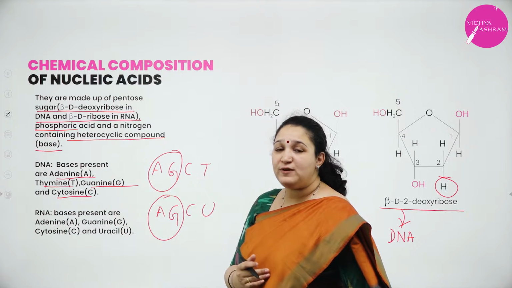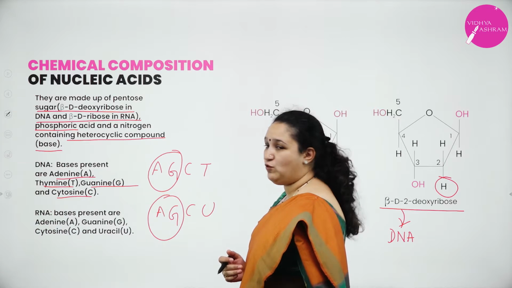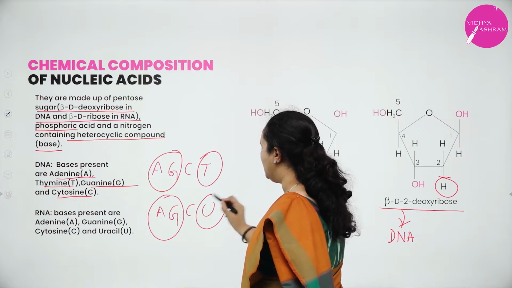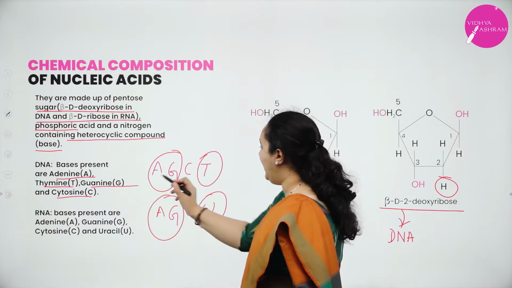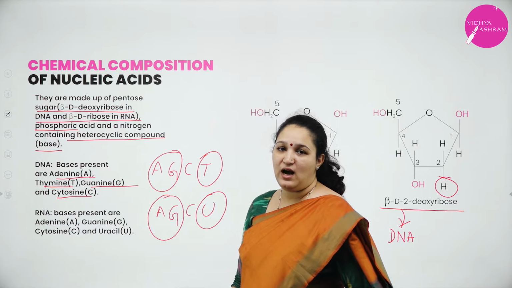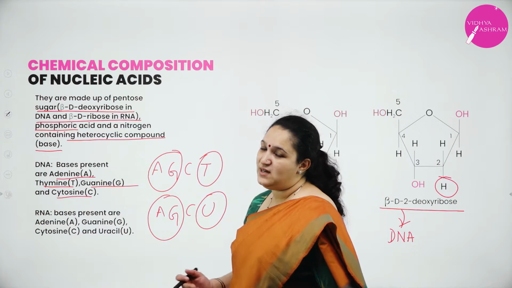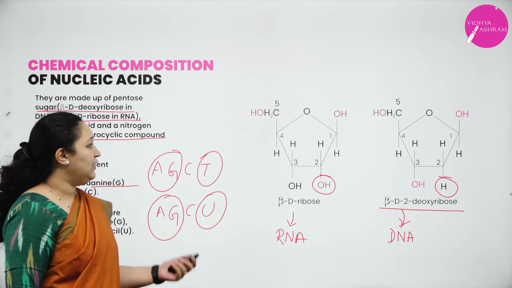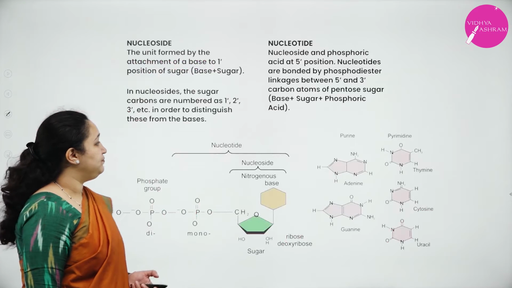Now the difference between DNA and RNA, if you observe, here it has got thymine and here it has got uracil, and A, G, C are common in both DNA as well as RNA. And the other component is phosphate group or phosphoric acid group. That is about the chemical composition.